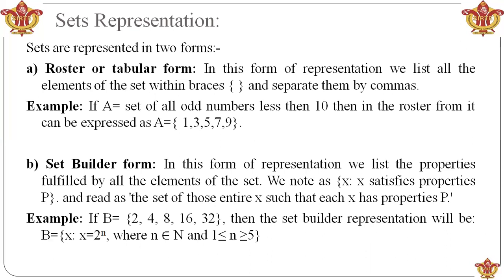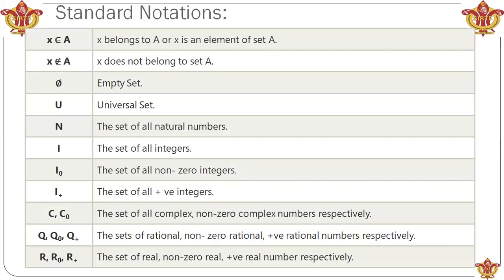In the continuation of set theory, we discuss how to represent sets and which notation we use in set theory. Here we write x belongs to A, that means x is an element of the set A. If we write x does not belong to A, it means x is not an element of A. Here are some notations we should know when solving set theory problems, so we know which set represents which elements or alphabets.